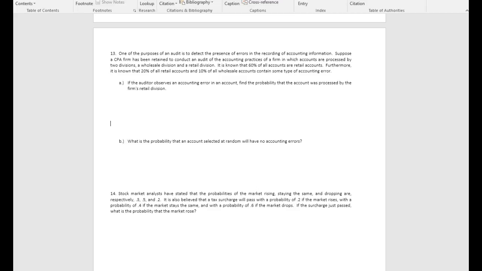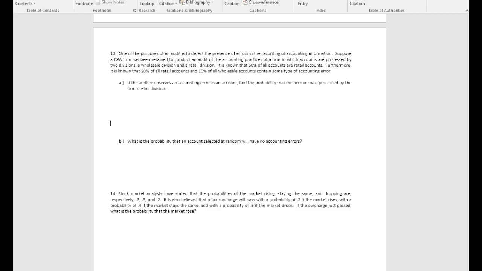Okay. On to 13. One of the purposes of an audit is to detect the presence of errors in recording of accounting information. Suppose a CPA firm has been retained to conduct an audit of the accounting practices of a firm in which accounts are processed by two divisions, a wholesale division and a retail division. It is known that 60% of all accounts are retail accounts. Furthermore, it is known that 20% of all retail accounts and 10% of all wholesale accounts contain some type of error.